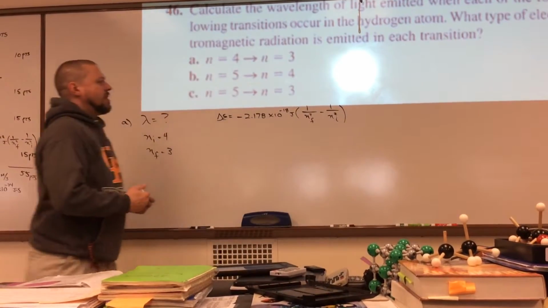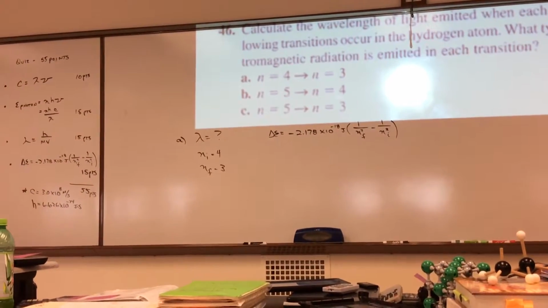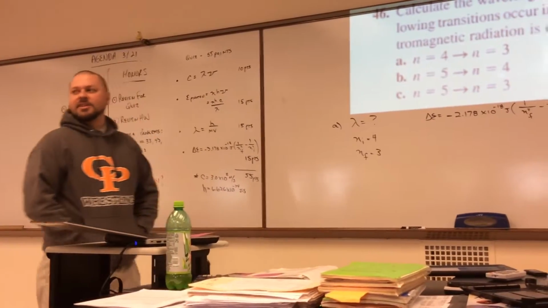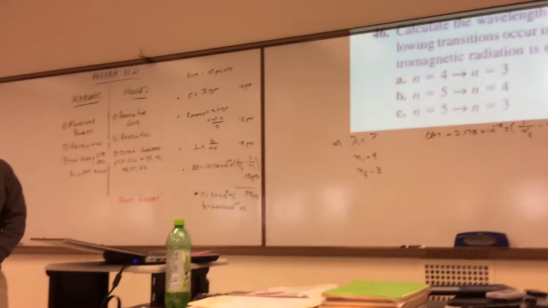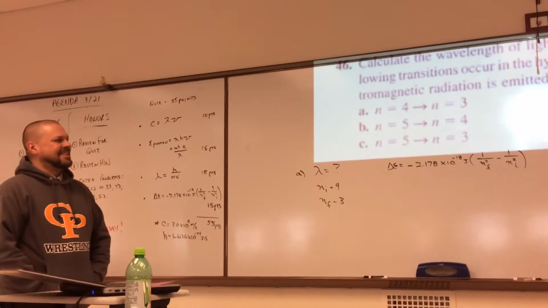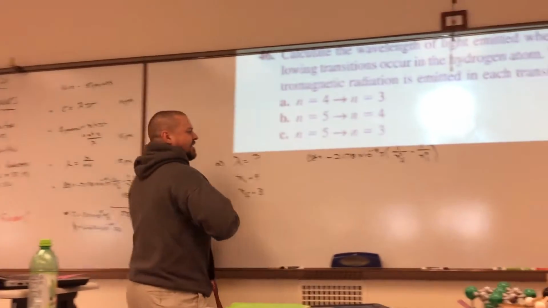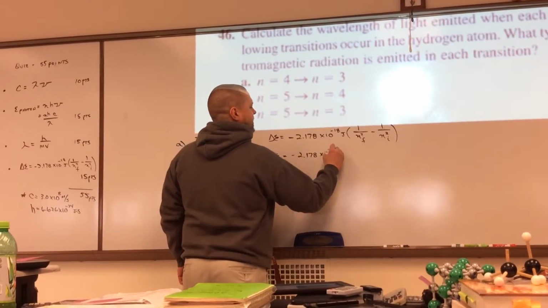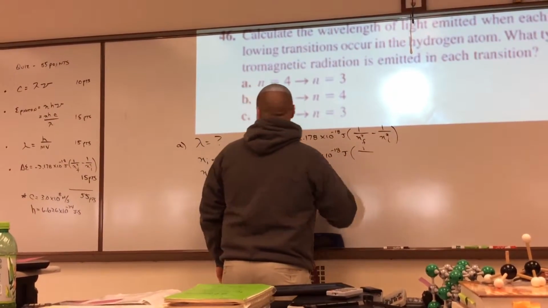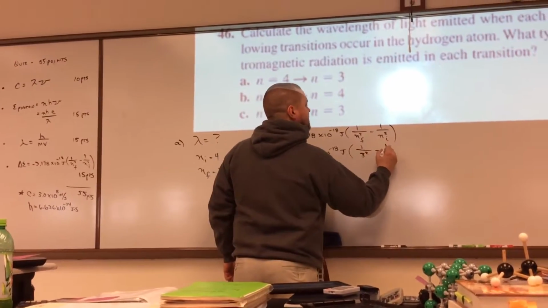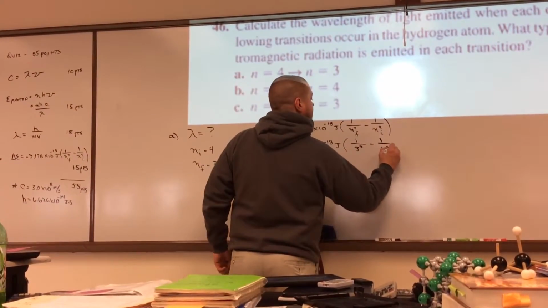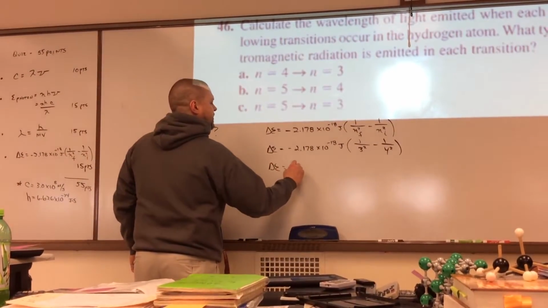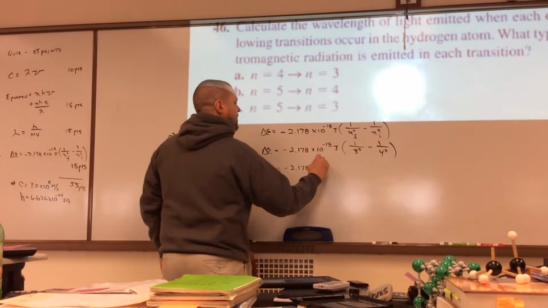And that's probably overkill writing it out again because I just wrote it, but I want to give it to you. You getting it down? Yeah, I have the equation. All right, so delta E equals negative 2.178 times 10 to the negative 18 joules times 1 over final, which is 3 squared, minus 1 over initial, 4 squared. Delta E equals negative 2.178 times 10 to the negative 18 joules.